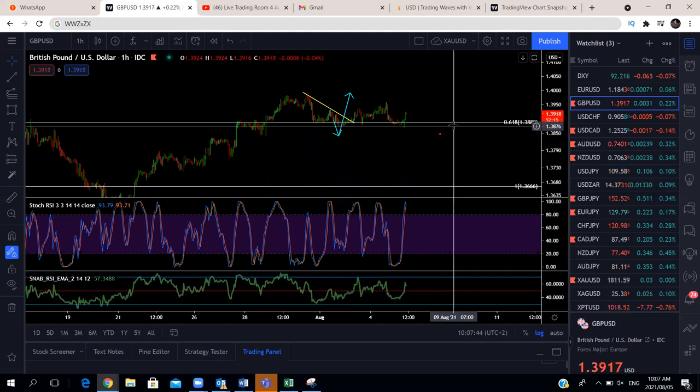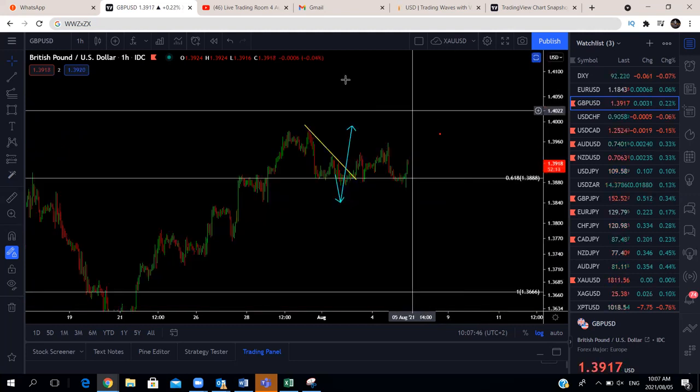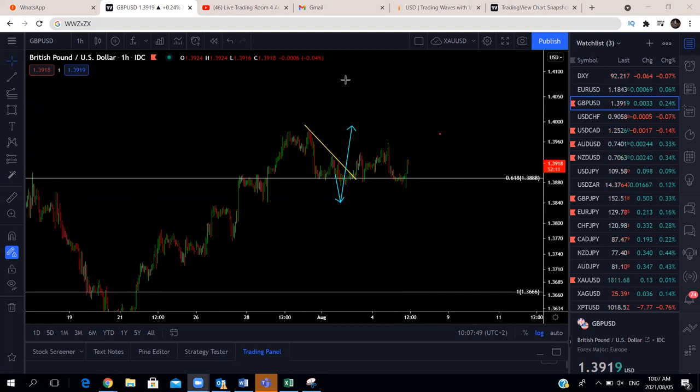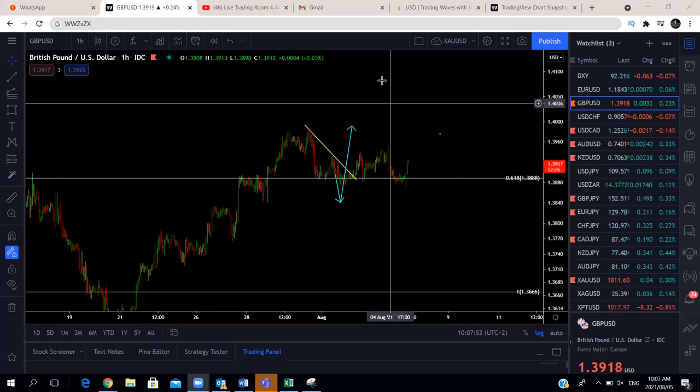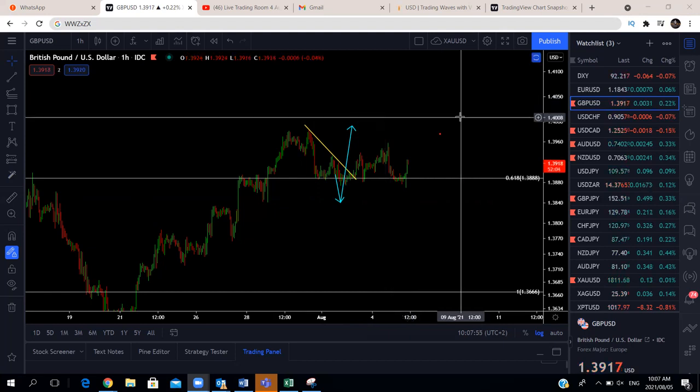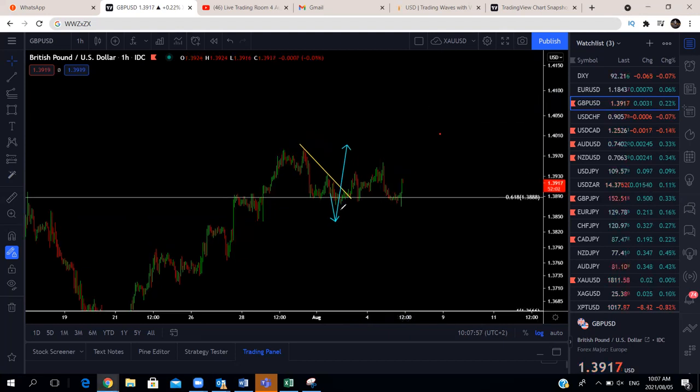So structurally, this does not look very clean. So this is what we would expect. Good morning, welcome everybody. Okay, so this is what we would expect here on pound. Let's have a look at both the indicator and what the structure looks like. I wanted to see a structure like this on pound US dollar. So we are still bullish on pound.